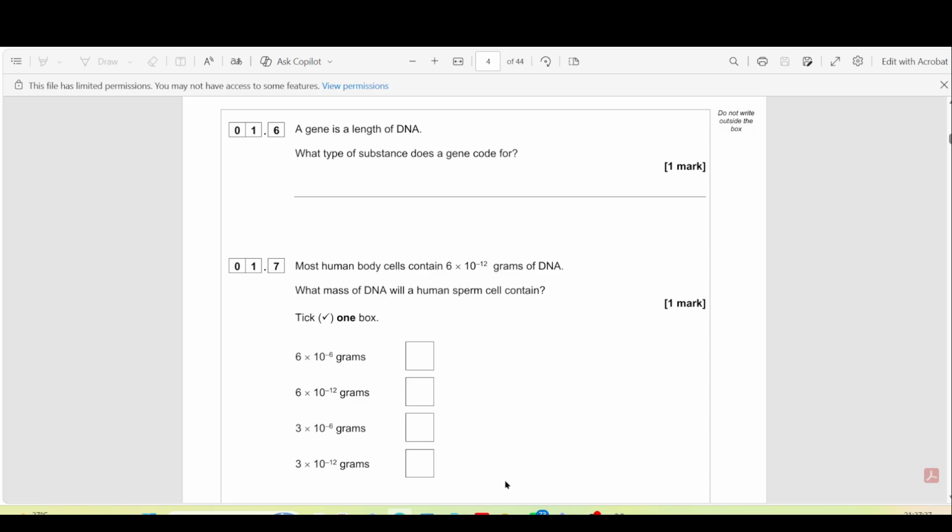What type of substance does a gene code for? Chromo... no, it's protein. Genes code for protein.